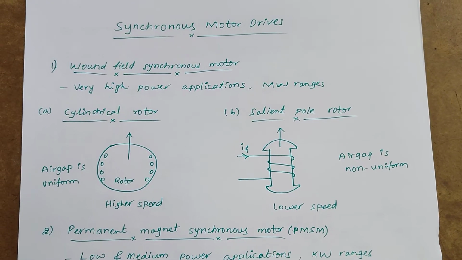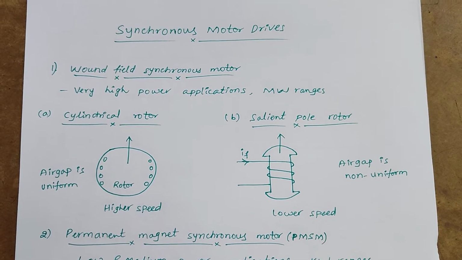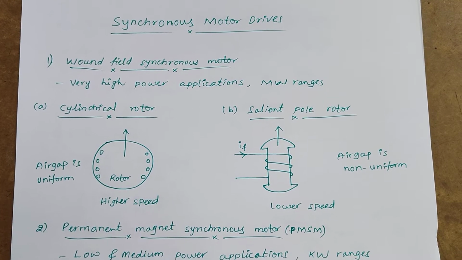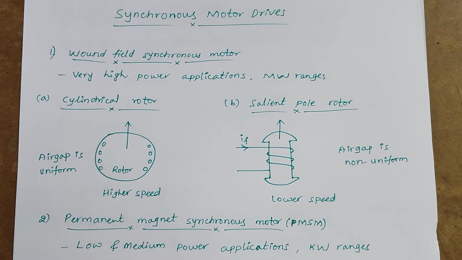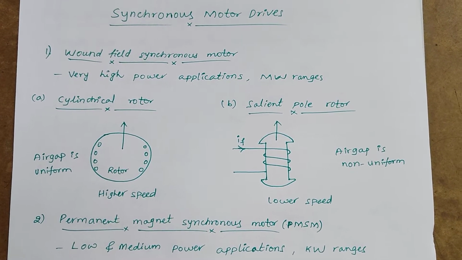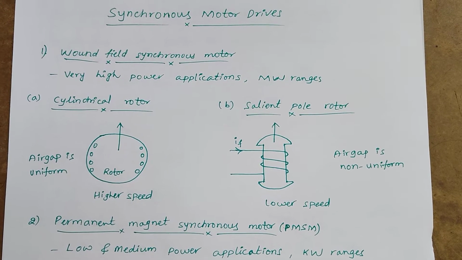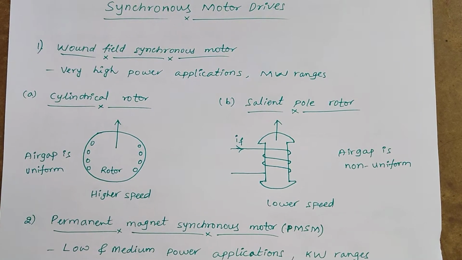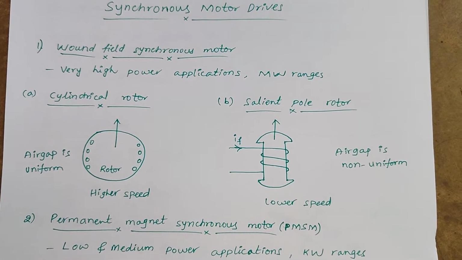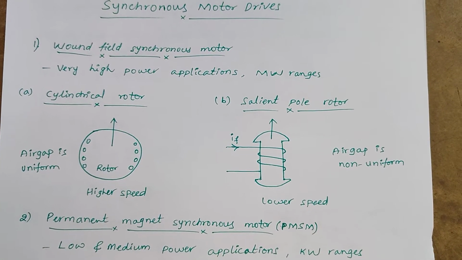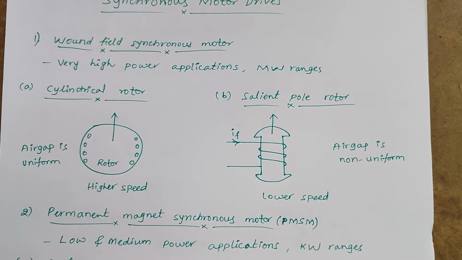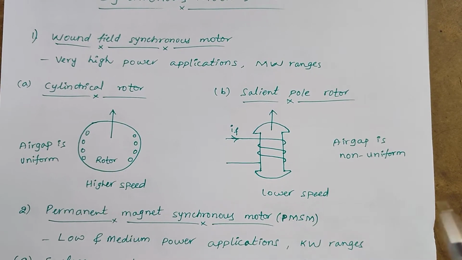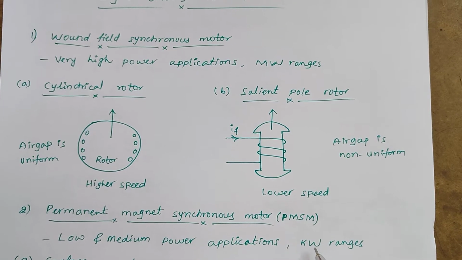Hi everyone. In today's session, we'll see the synchronous motor drives. There are two types of synchronous motors. One is the wound field synchronous motor, and the other is the permanent magnet synchronous motor drive. Generally, the wound field synchronous motor drive is used for very high power applications in the megawatt range, whereas permanent magnet synchronous motors are used in low and medium power applications in kilowatt ranges.